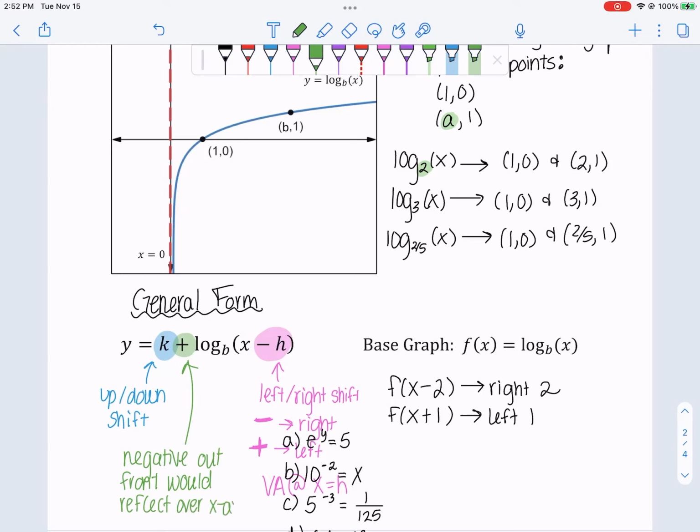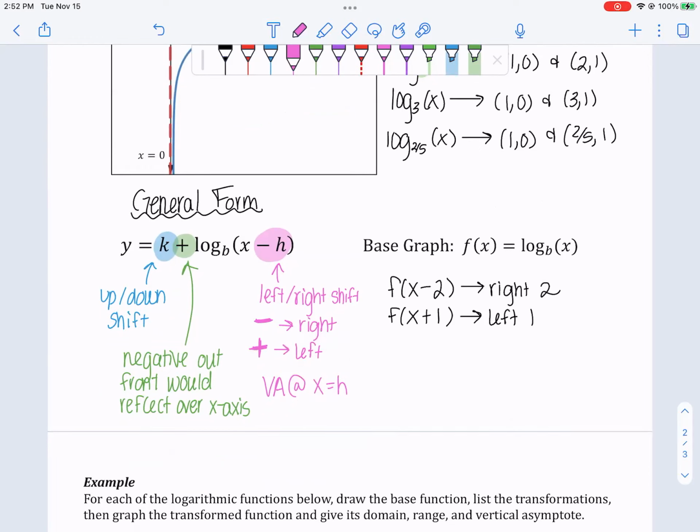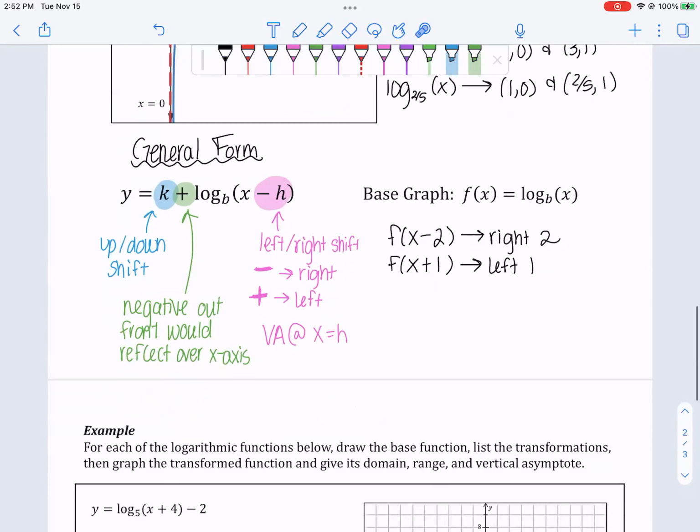Oh man, I think, hold on. I pasted something that I didn't mean to paste.